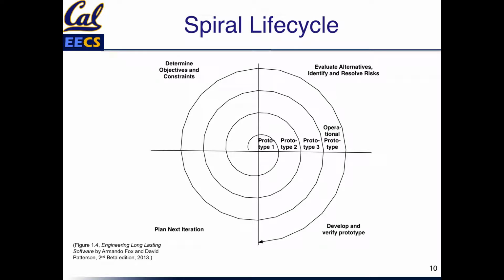These 4 quadrants are what you go around to build it. You start off down here, which says determine the objectives and constraints. Then the next step is you evaluate a bunch of alternatives, identify any risk to the project, and figure out how to resolve them.